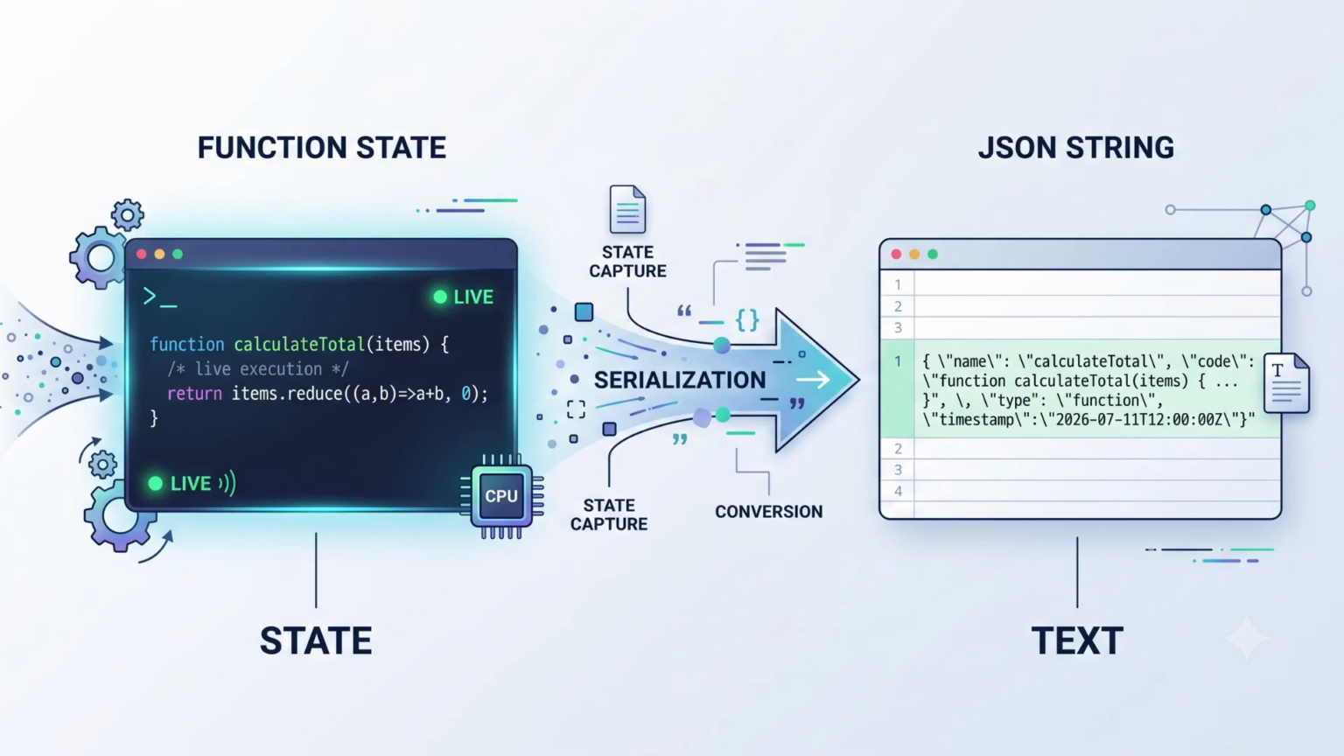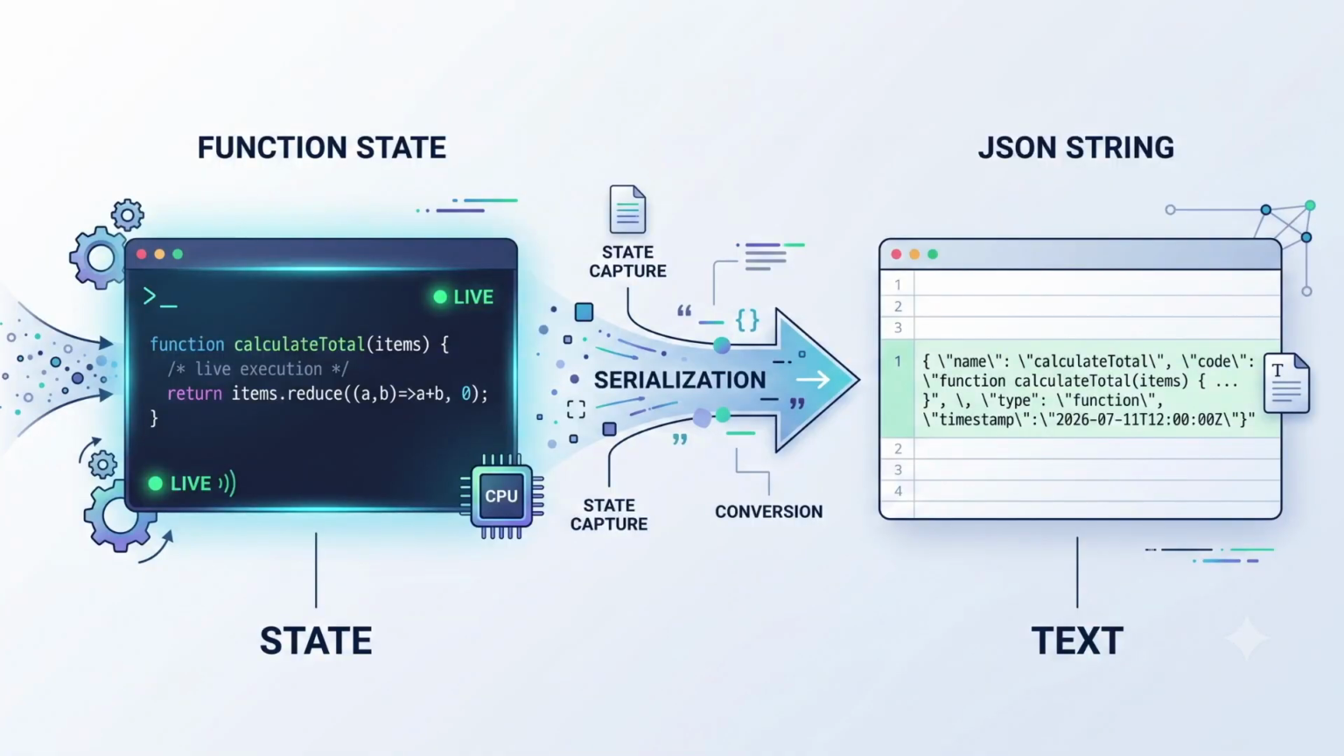Mechanic number 1, task serialization. When your FastAPI application tells Celery to run a LangGraph agent, Python cannot send a live memory reference of that function across the network. The task must be serialized. It is stripped down into a flat universal text format like JSON.